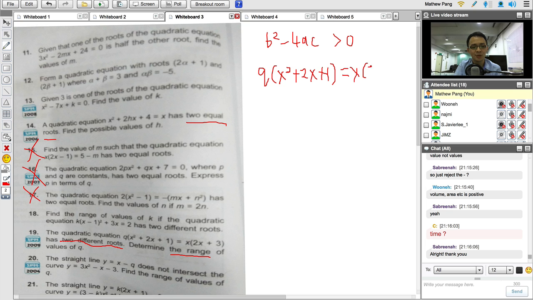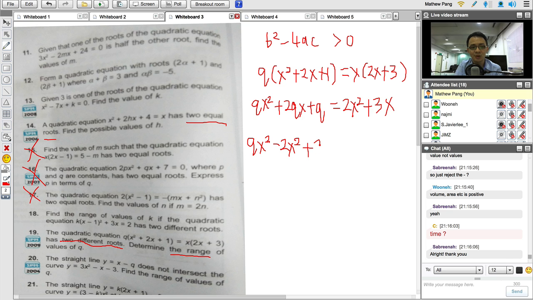Equals to x(2x + 3). So, of course, I just expand it. This is qx squared plus 2qx plus q equals to 2x squared plus 3x. And then I move it to the general form. This is qx squared minus 2x squared plus 2qx minus 3x plus q equals to 0.